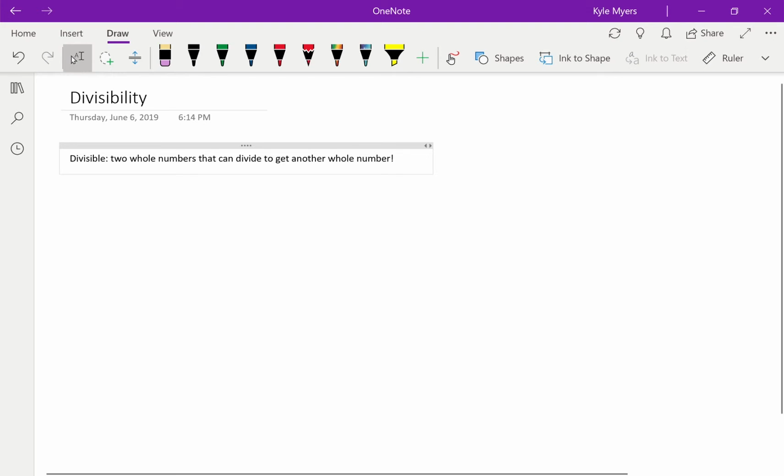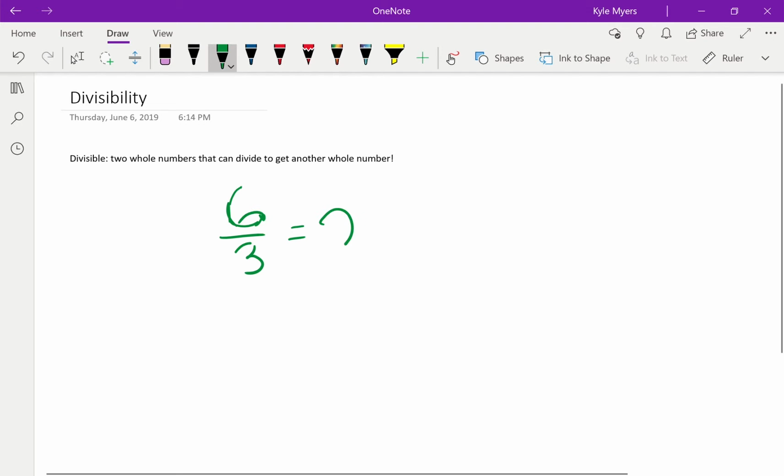It's really useful to find out when things are divisible, like if you need to simplify a fraction. So for instance, let's use green. 6 over 3. Well, if you've taken, let's just say, first grade math, then you should know that this is 2. So 6 over 3 is 2. That means that it's divisible.